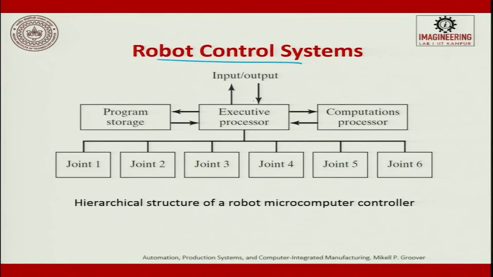When we talk about robo control systems, with input and output, there is a program store, then an executive processor, and then a computational processor. These are the joints which are linked to it. This is a typical hierarchical structure of a robo microcontroller. We will have a program which is stored, then a computational processor, and this is the executive processor. Input and output is given, joints are given their values, whether rotational or linear, angle or displacement, and accordingly the joints work. So, this is the hierarchical structure of a robo microcontroller system.